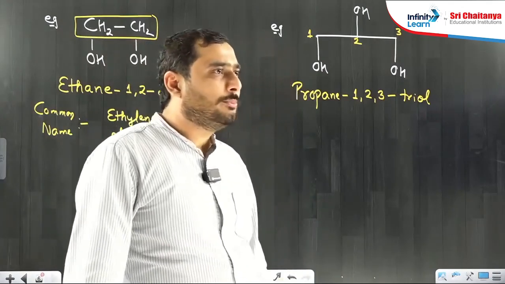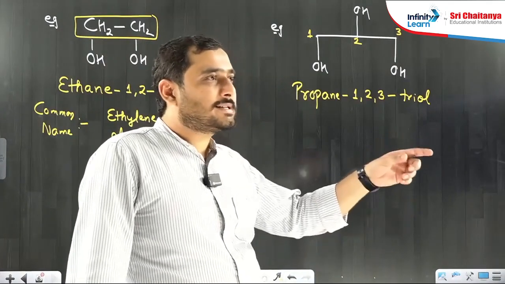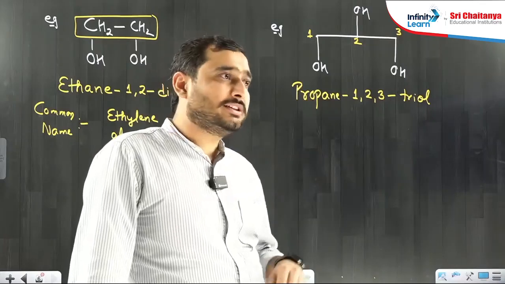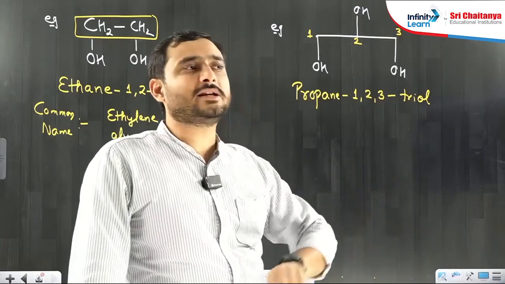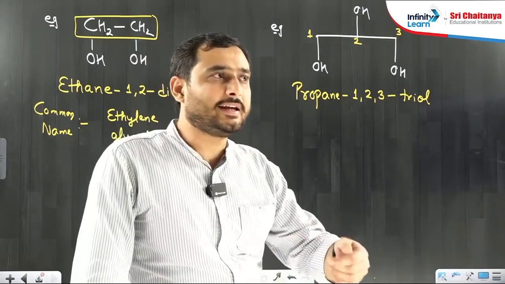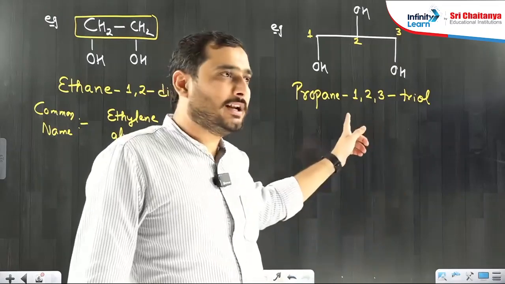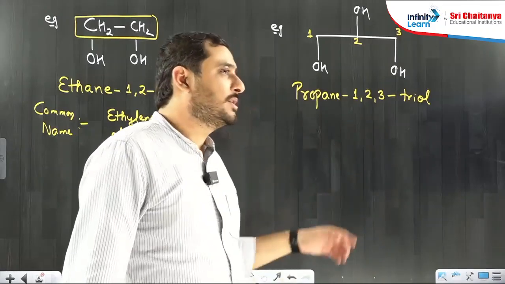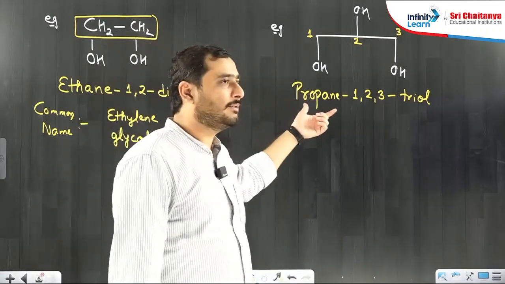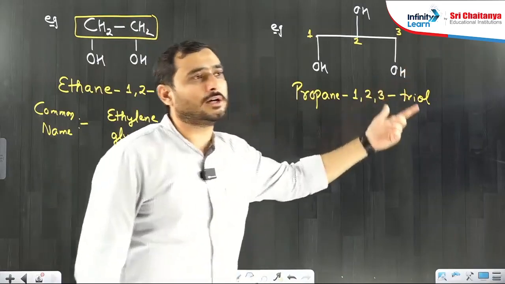Madhvi, you are writing prop 1, 2, 3. Prop is the first word root. Then we have to add the suffix also, the primary suffix. Primary suffix is ane, ene or yne. So it is a single bond. So what do we have to write? Ane. So what is the name of the compound? Propane 1, 2, 3 triol.